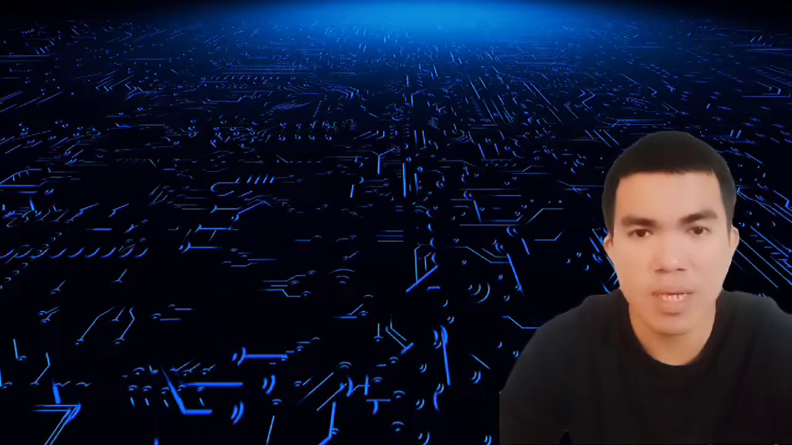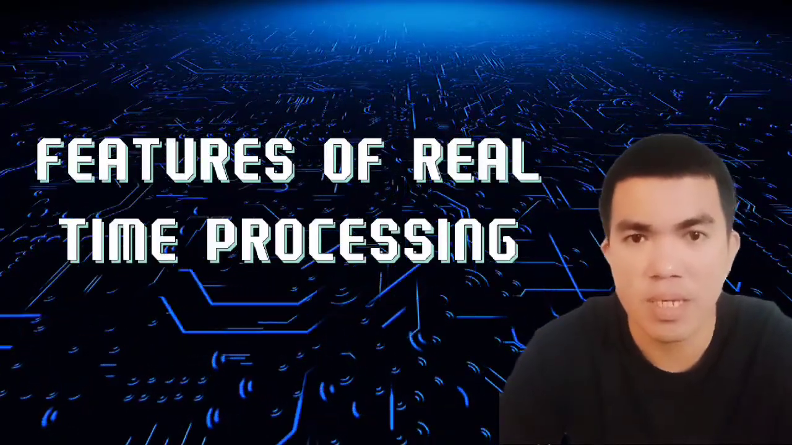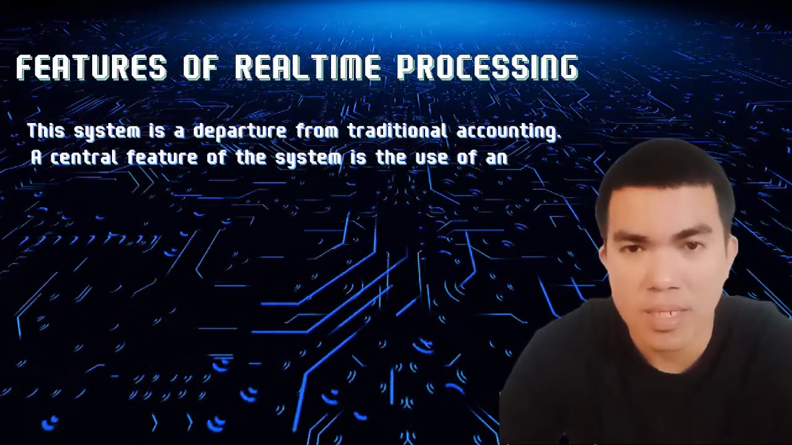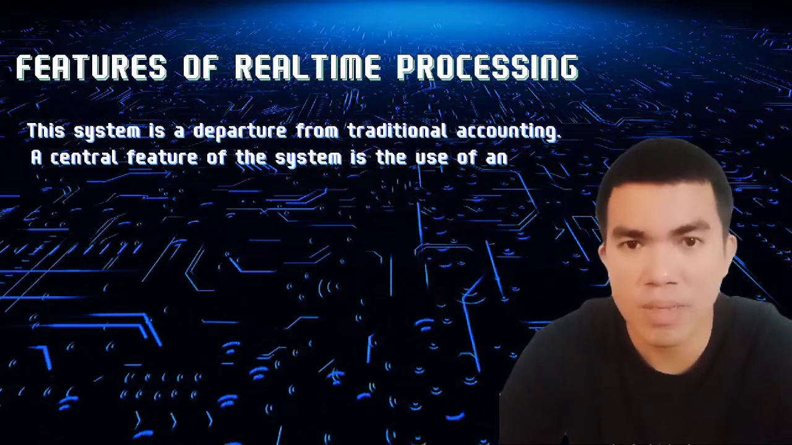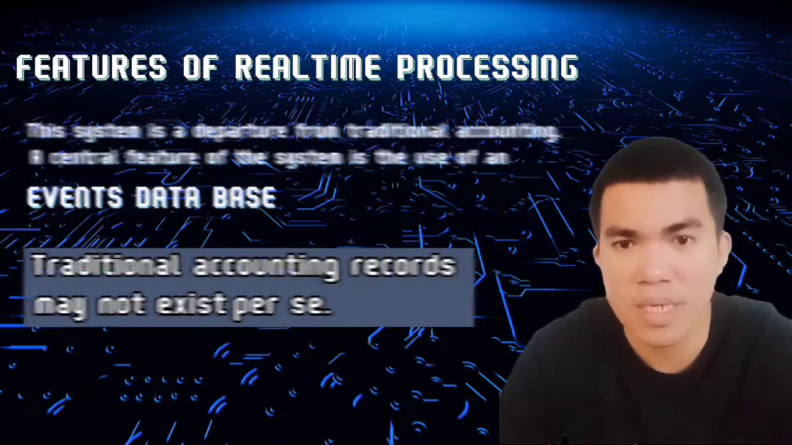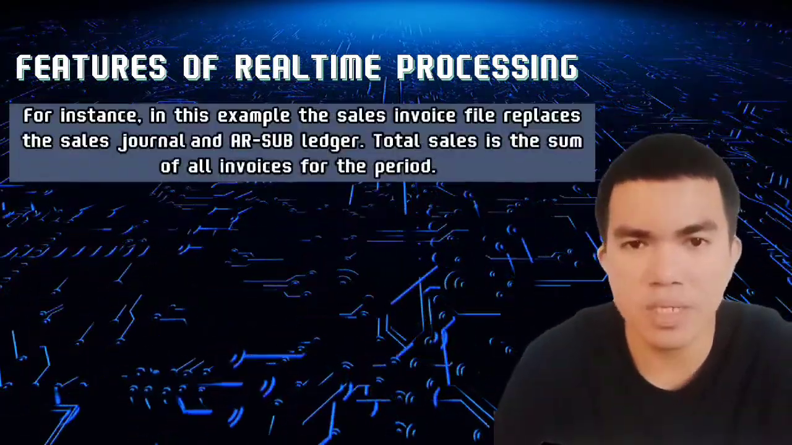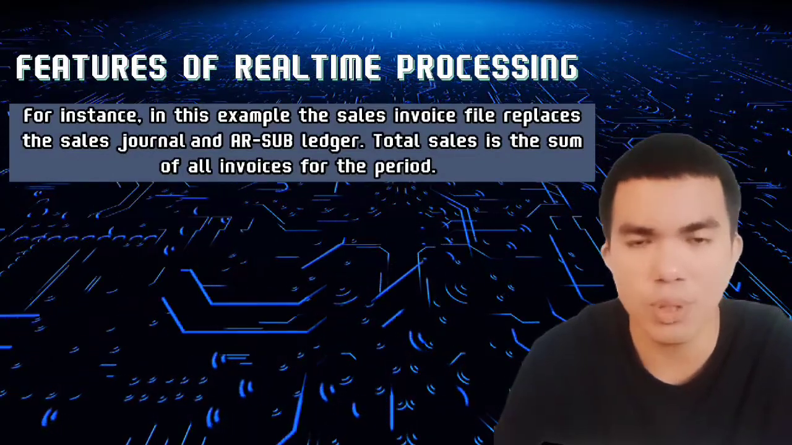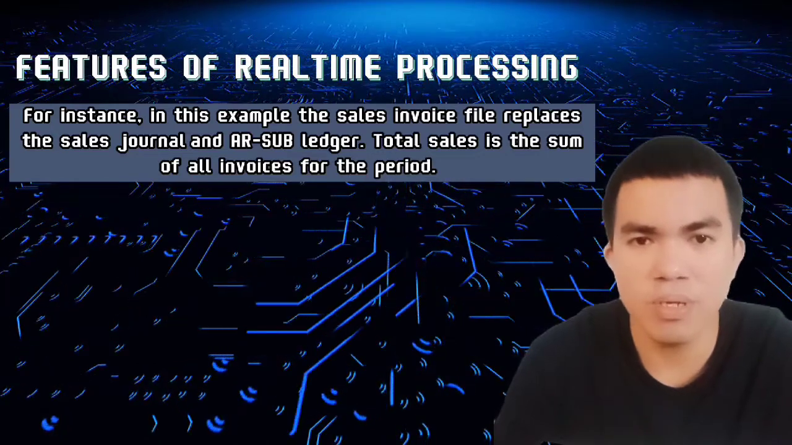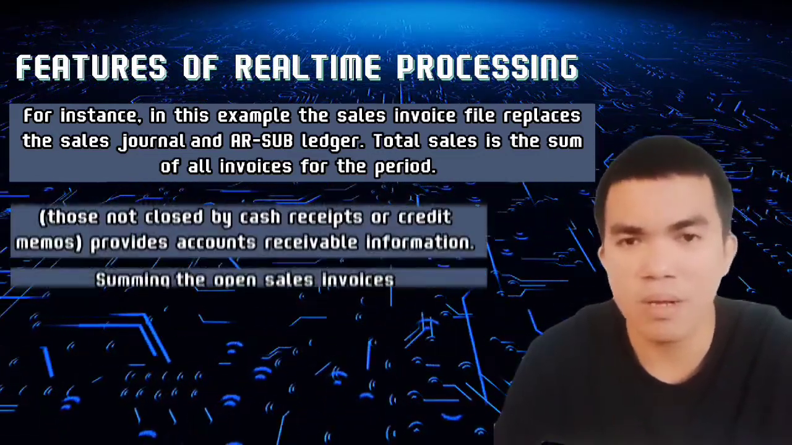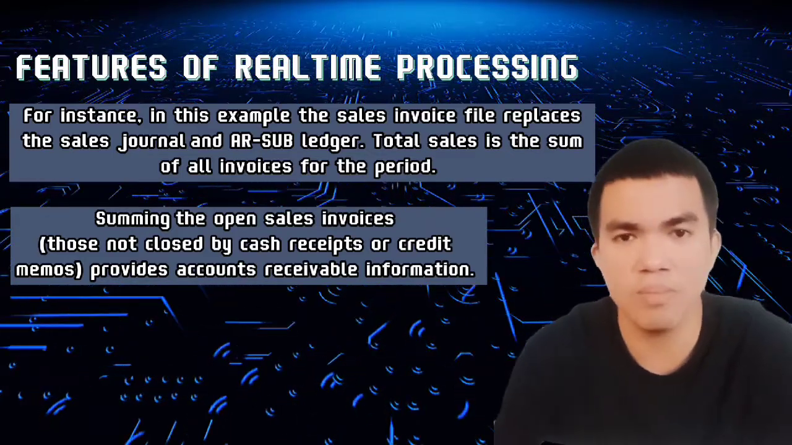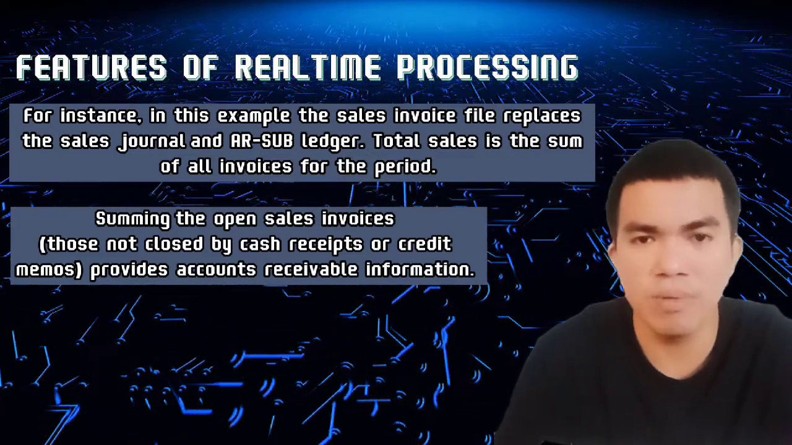The topic that I will discuss is the features of real-time processing. This system is a departure from traditional accounting. A central feature of this system is the use of an events database. Traditional accounting records may not exist per se. For instance, in the example, the sales invoice replaces the sales journal and the accounts receivable subsidiary ledger. Total sales is the sum of all invoices for the period. Summing the open sales invoices, those not closed by the cash receipts and credit memos, provides accounts receivable information.